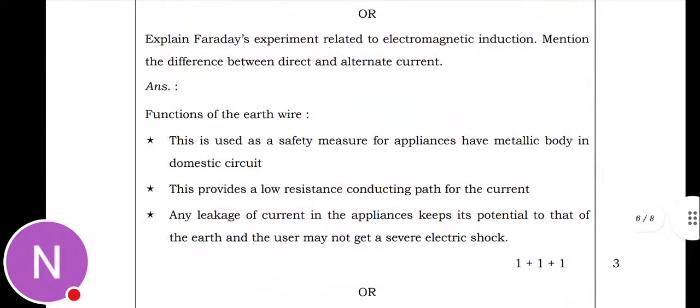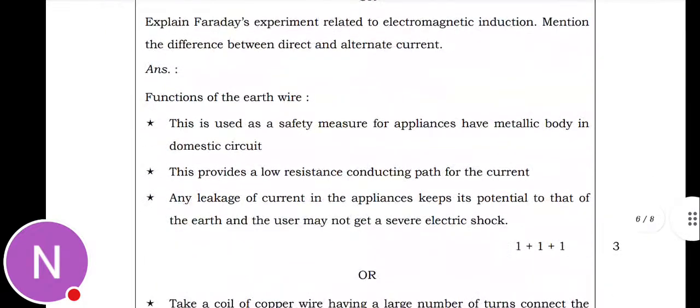So functions: this is used as a safety measure for appliances that have a metallic body in a domestic circuit. So it is used as a safety measure for the appliance so that you may not get current sometimes. Next, this provides a low resistance conducting path for the current. It provides very less resistance for the current to pass, and any leakage of current in the appliance keeps its potential to that of the earth, and the user may not get a severe electric shock.